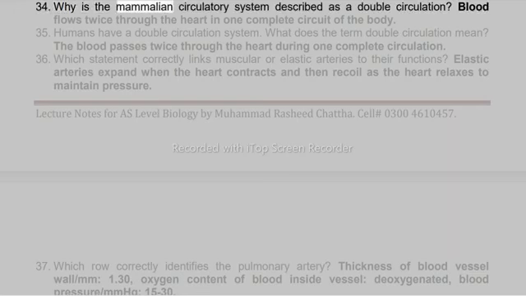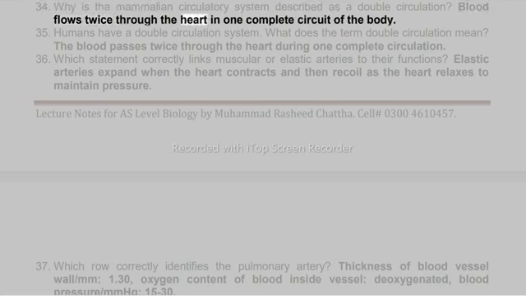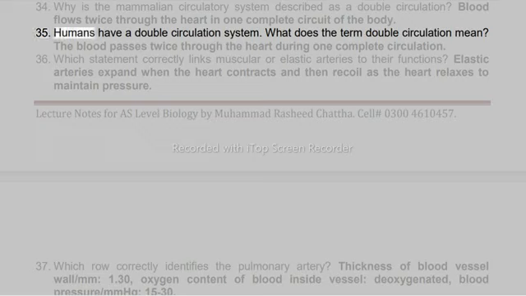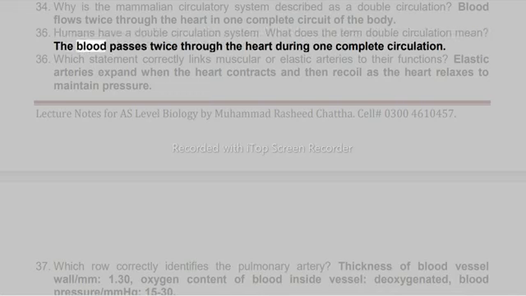23. Why is the mammalian circulatory system described as a double circulation? Blood flows twice through the heart in one complete circuit of the body. 24. Humans have a double circulation system. What does the term double circulation mean? The blood passes twice through the heart during one complete circulation.